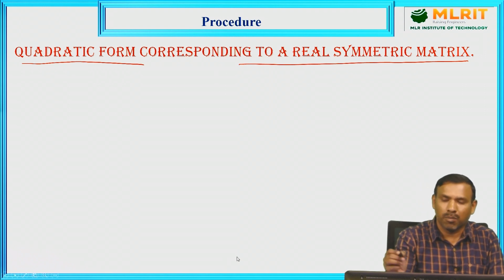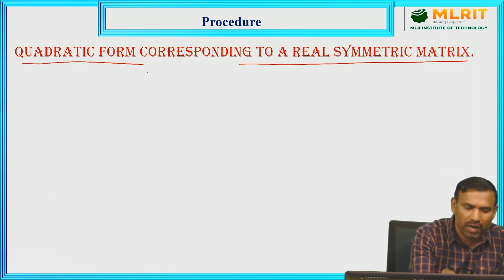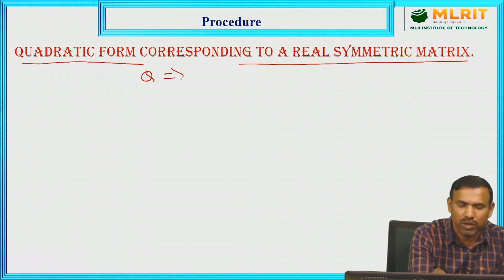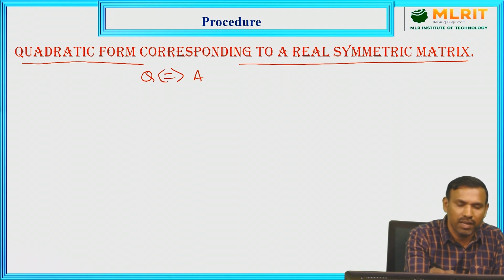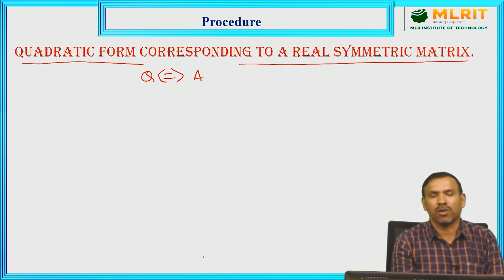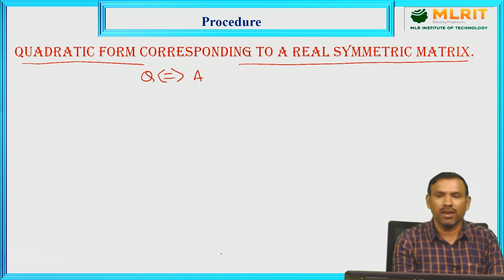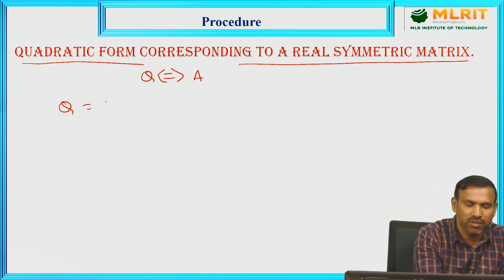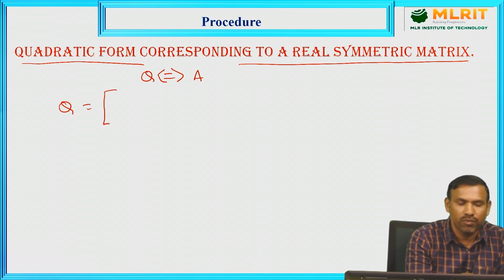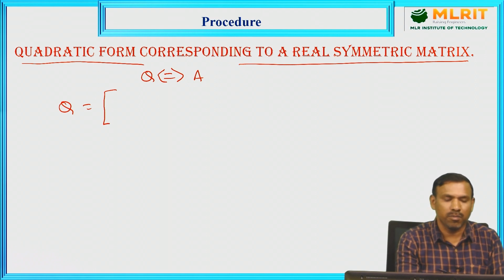This is about the real symmetric matrix. And every quadratic form can be converted to a symmetric matrix and vice versa. Every real symmetric matrix can be converted to a quadratic form. So if one quadratic form is given, then how to convert it into a real symmetric matrix? Let us check one quadratic form related to the real symmetric matrices.